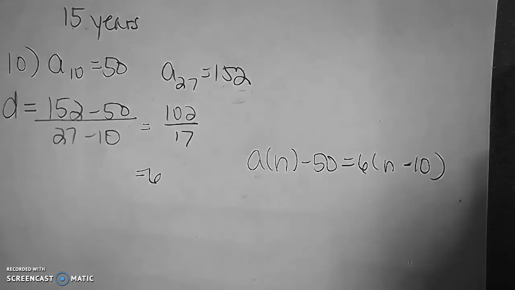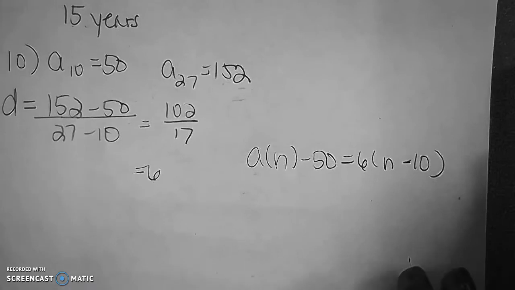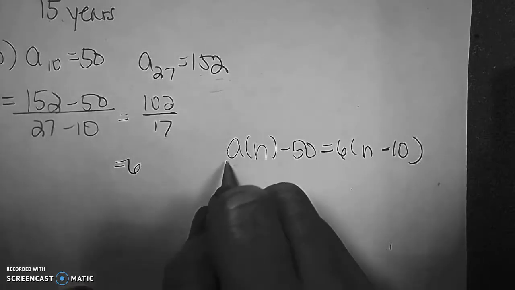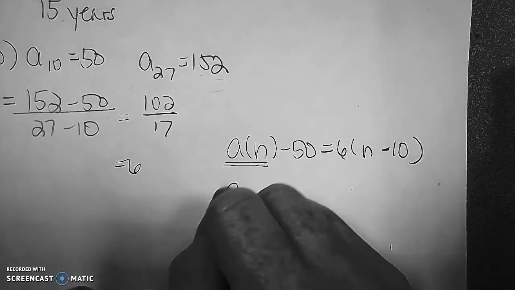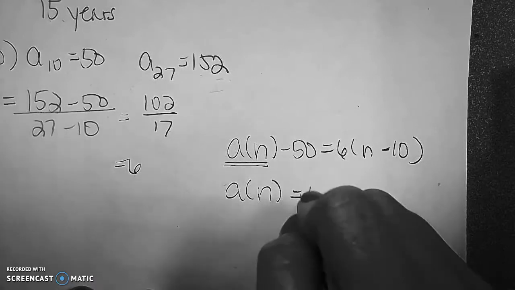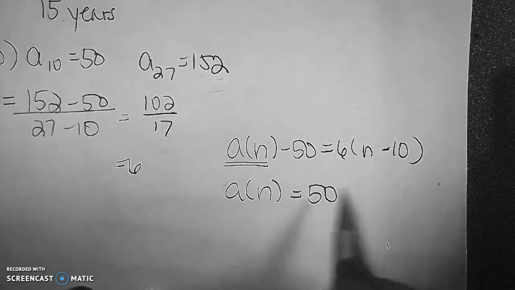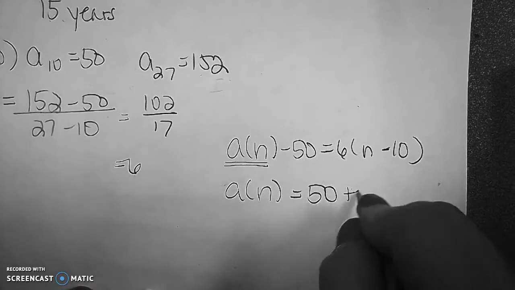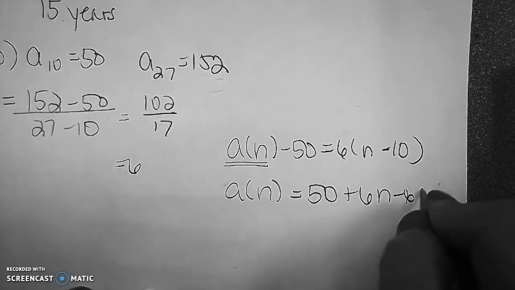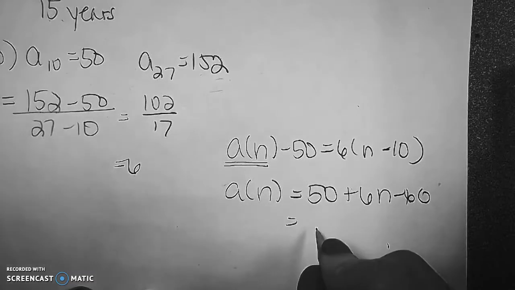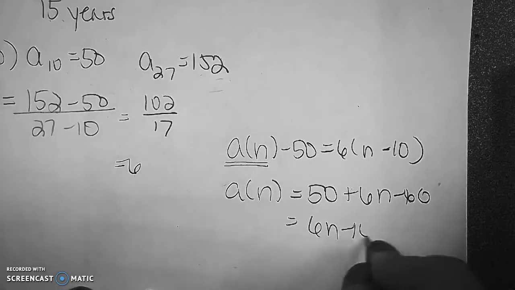Now, I had a few of you say the answer on the back didn't look like that. Well, look at the answer on the back. What has happened there is that A sub N is by itself. So it's really solving for A sub N. I'm going to add 50 and go ahead and distribute. And when I combine my like terms, I get 6N minus 10.